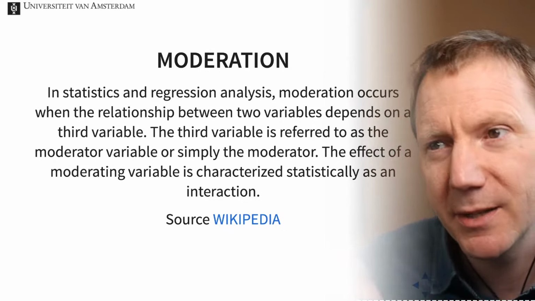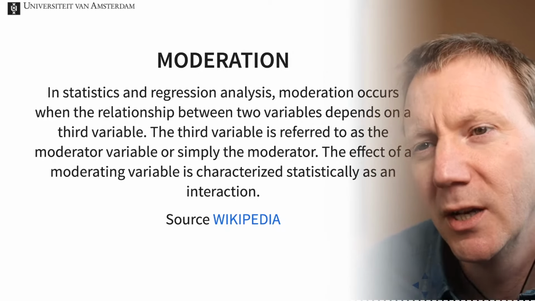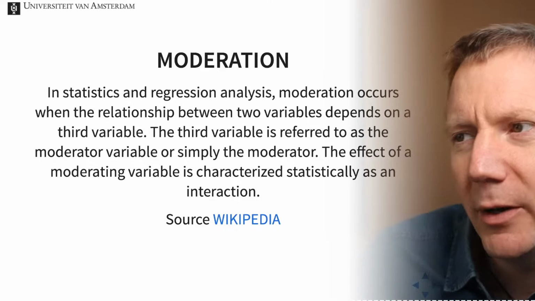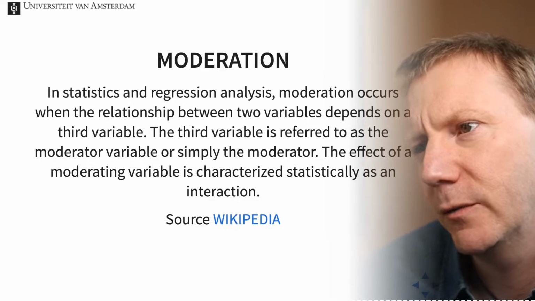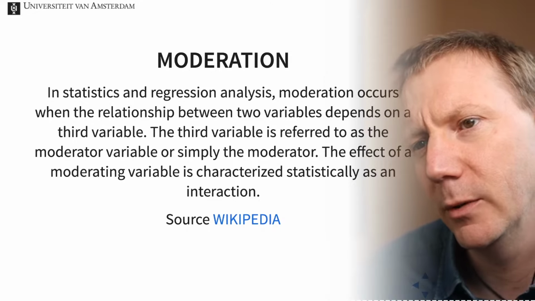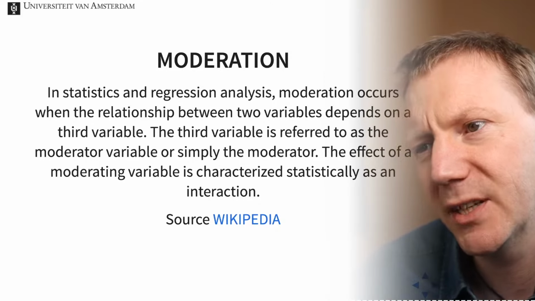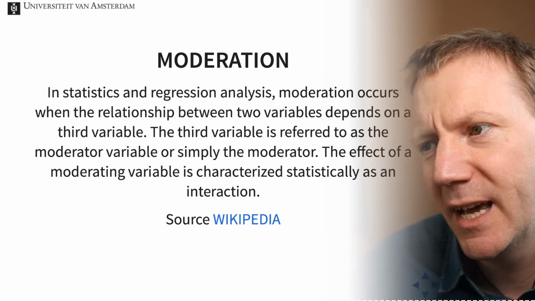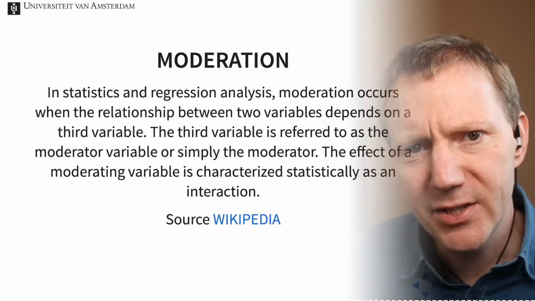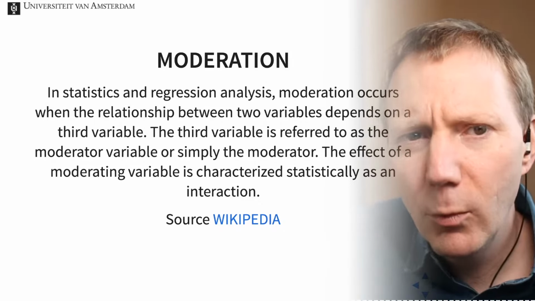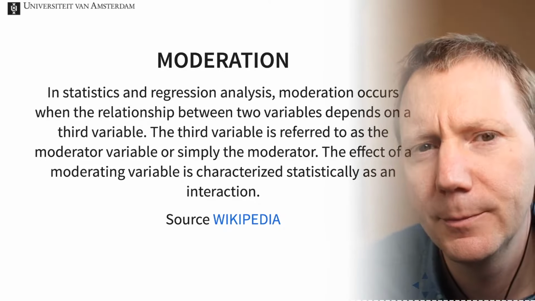So in statistics and regression analysis, moderation occurs when the relationship between two variables depends on a third variable. And this third variable is referred to as the moderator variable, or simply the moderator. And the effect of the moderating variable is characterized statistically as an interaction. So if I state this, then what kind of analysis does it remind you of?